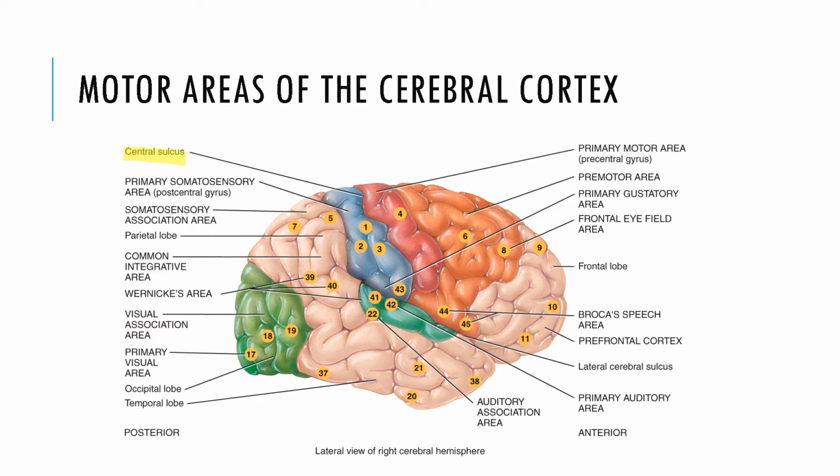So first we're going to look at the primary motor area here. This is within the precentral gyrus, located at number 4. So this is actually going to be this whole area here. This is located in the precentral gyrus of the frontal lobe.